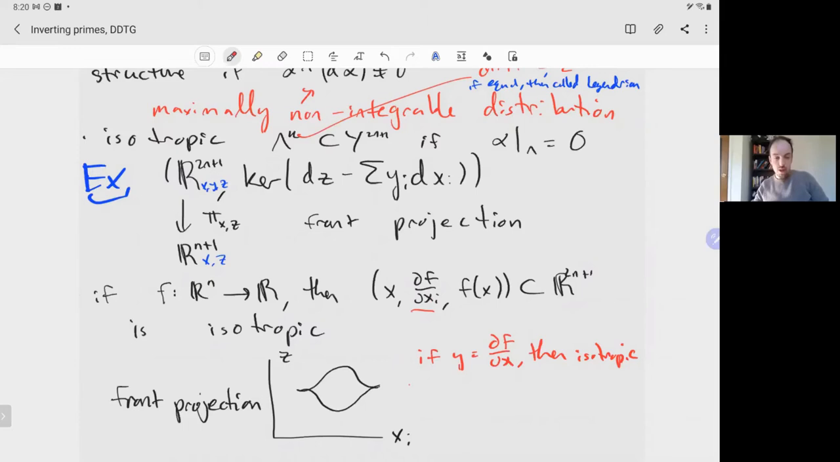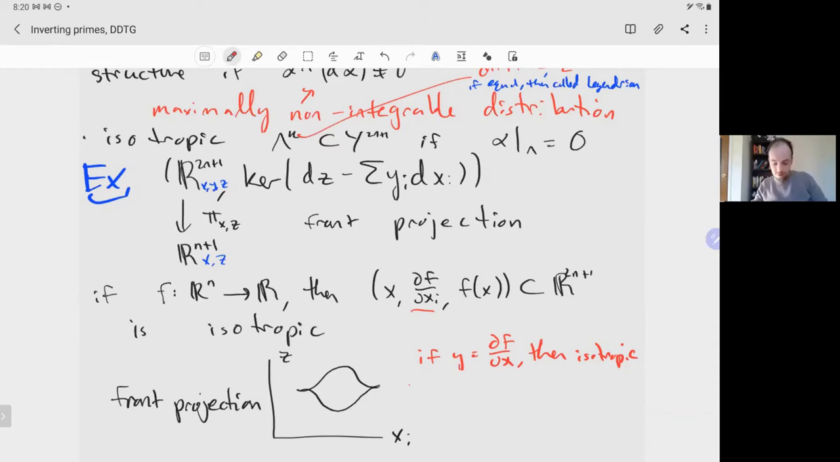So there you can just draw the graph of x and f of x. But more generally, the front projection will be singular in general, and it might look something like this, where there are two components that are smooth, but they meet at points where the tangent planes agree.